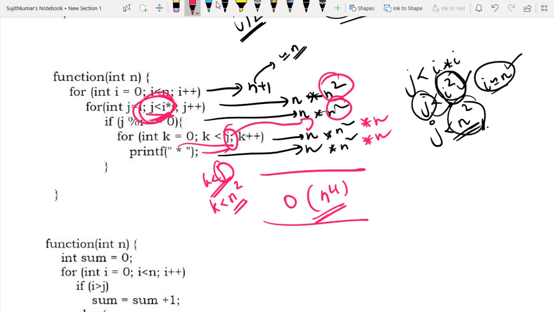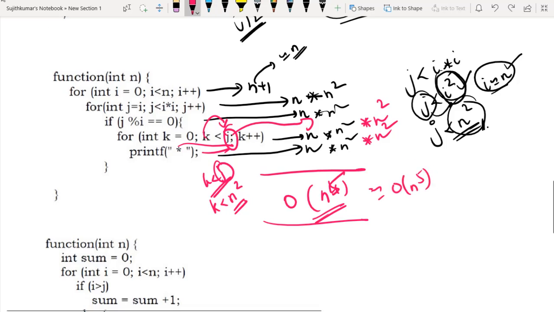You have just now seen j is executing for n square times. You can see that here. So since k also follows j, it will also execute for n square times. So totally I'll get big O of n power 5, which is very bad.